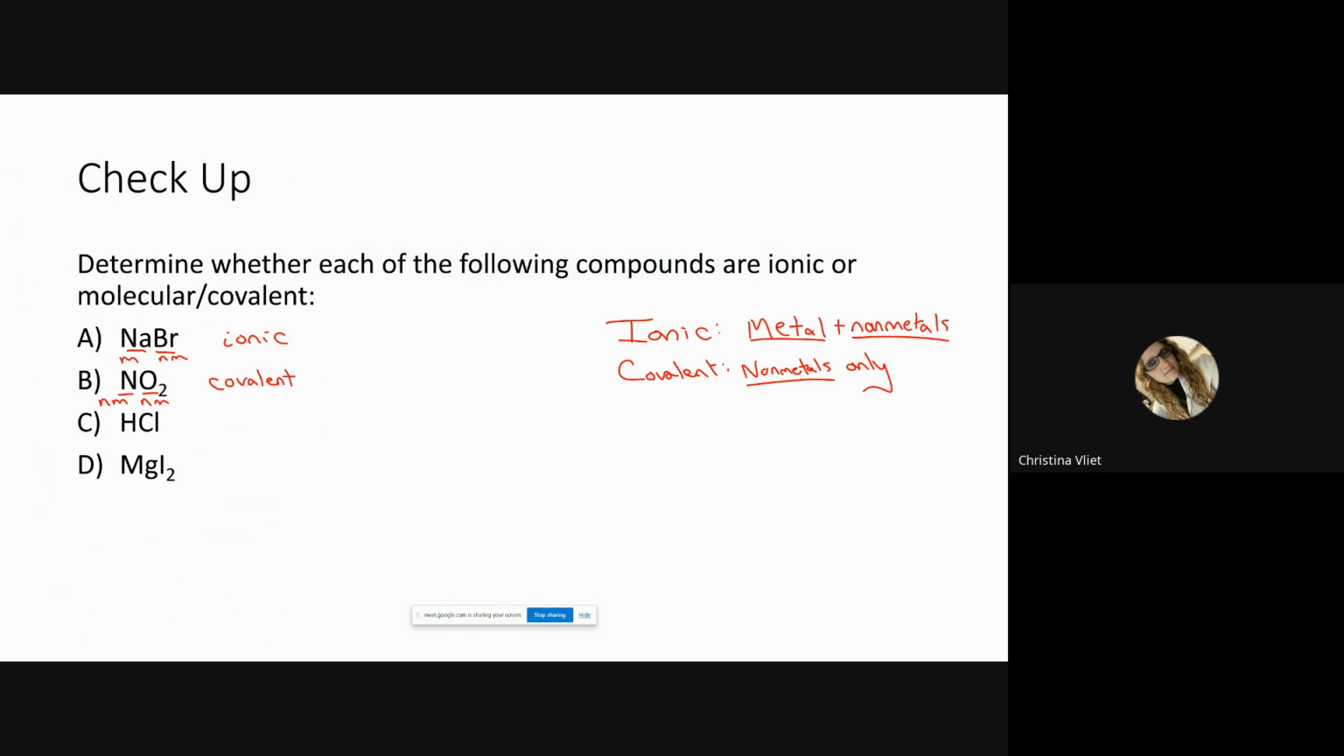All right, HCl. Is hydrogen a metal or a non-metal? Hydrogen is non-metal. So non-metal with a non-metal is covalent. And MgI2. Metal with a non-metal. So it's ionic.